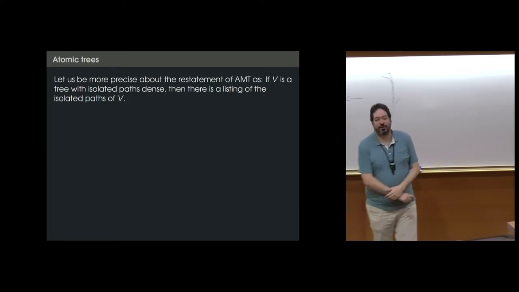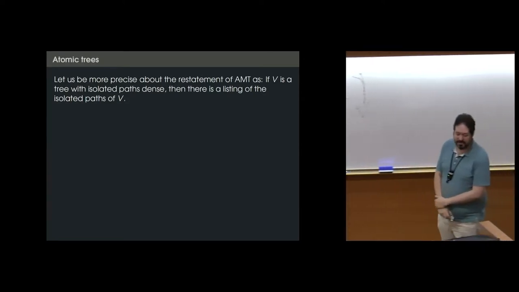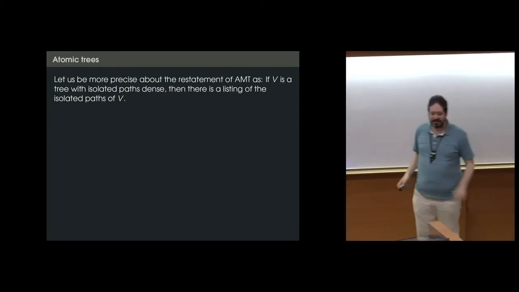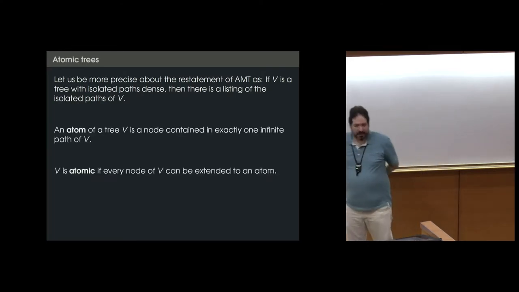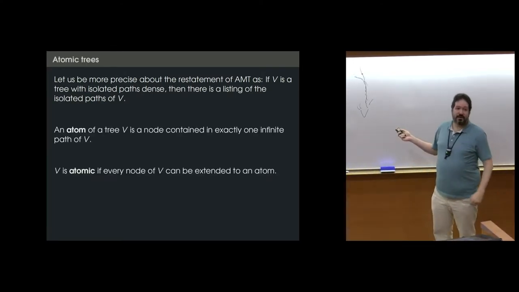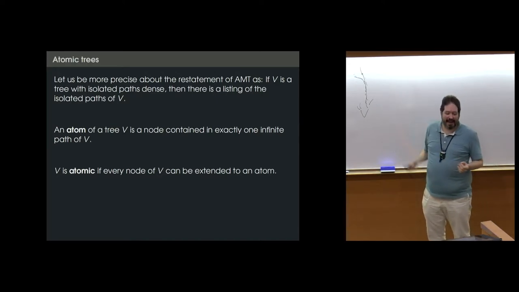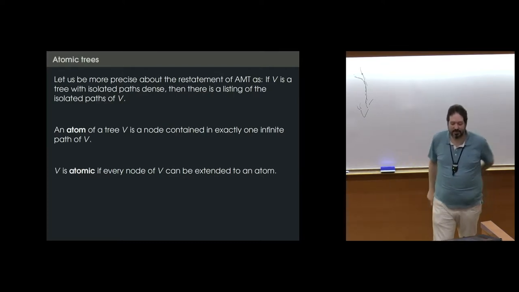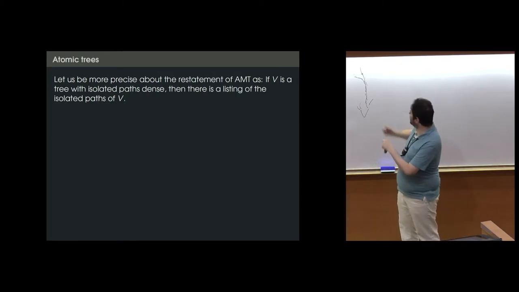But now let me get back to trees. So remember that I said that the atomic model theorem can be restated as: if T is a tree with isolated paths to N, then there's a listing of the isolated paths of T. Let's be a little bit more precise about that. So remember that an atom of a theory was just a formula that isolates a type. An atom of a tree is a node that isolates a path. So an atom of a tree is a node containing exactly one infinite path. So you go over here, so it's a node like, say, this one, right?